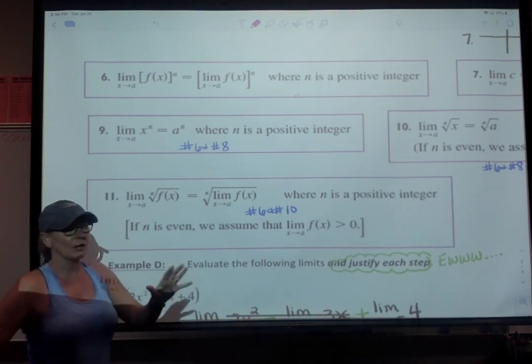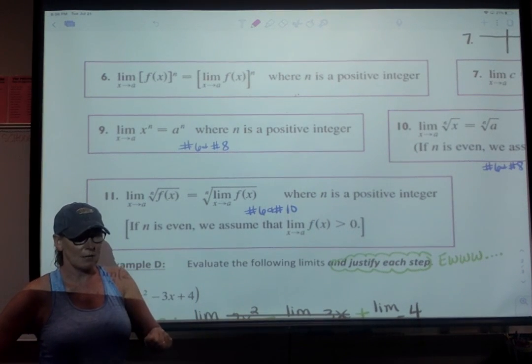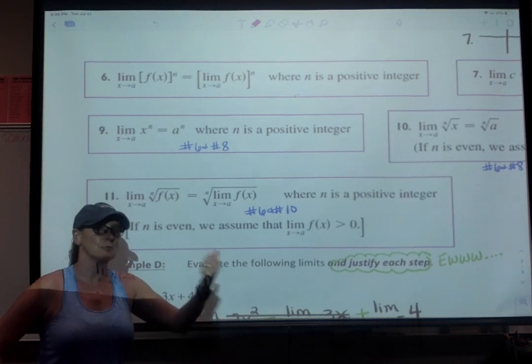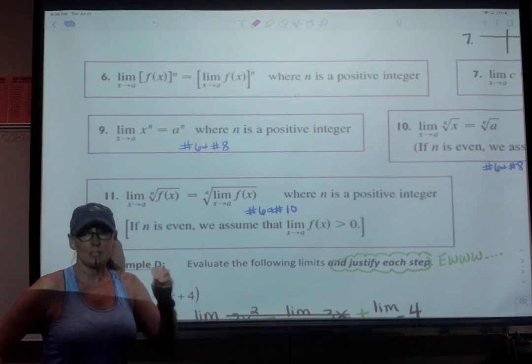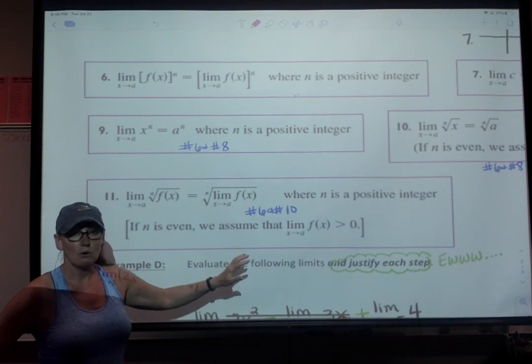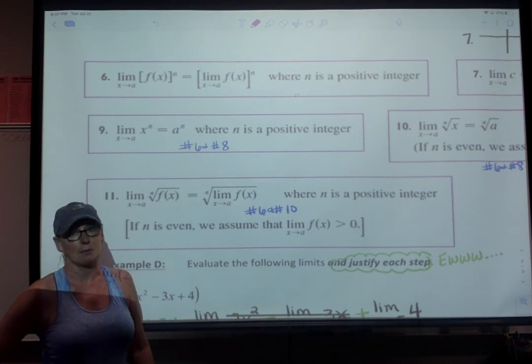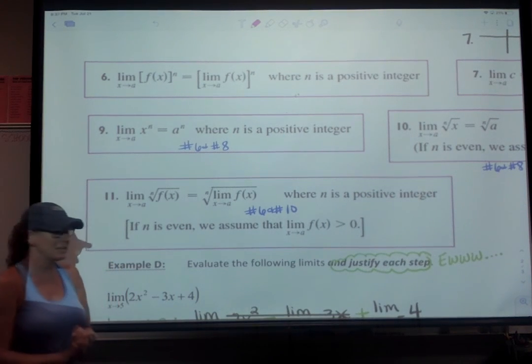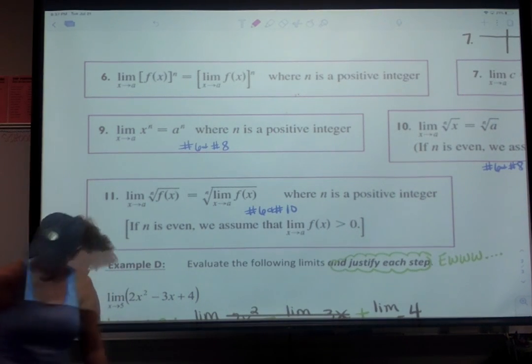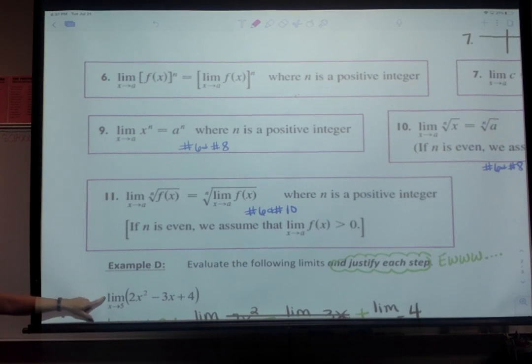If I go too fast, pause it and copy. Rewind if you need to hear me say something again. This is the only time we're going to do a limit while justifying each step. I promise. So, one time, we've got this. It's going to be yucky just once. Here we go. So I'm looking at this limit.